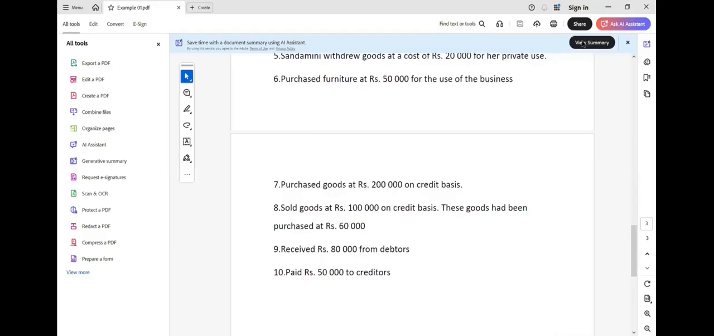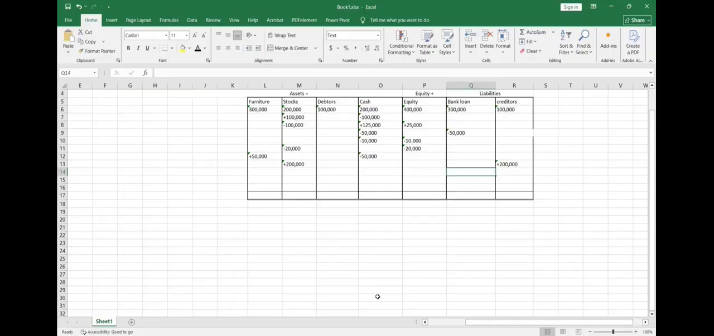Sold goods at 100,000 rupees on credit basis. These goods had been purchased at 60,000 rupees. The goods were sold on a credit basis. The cost of the goods was 60,000, so stock decreases by 60,000. Because this is on a credit basis, debtors value increases by 100,000. The profit from this sale was 40,000. This 40,000 belongs to the owners. So the equity balance should be increased by 40,000.